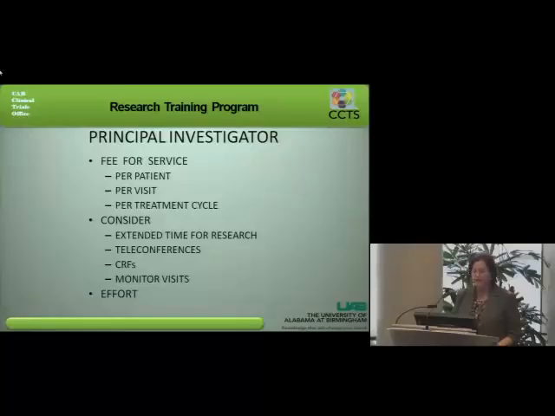For your principal investigator, you want to think about, are you going to do a fee for service? In this case, it would be per patient, it might be per visit, or it might be as it relates to a treatment cycle. You want to consider the extended time that may be involved in performing the research. Will there be teleconferences he'll need to attend? There's going to be a review of CRFs periodically during the study and at the end. There'll be monitor visits that the principal investigator will need to be involved in. You may want to look at all of this in terms of the effort for your principal investigator.